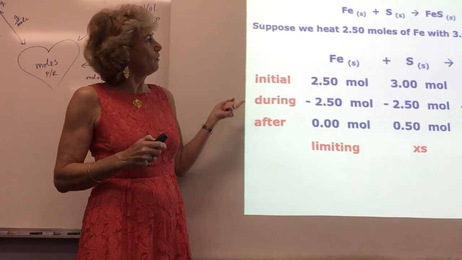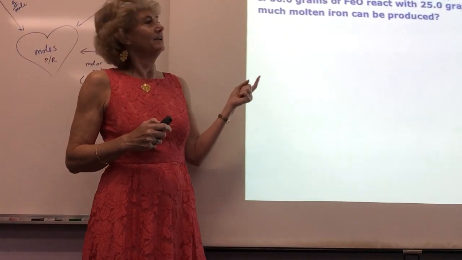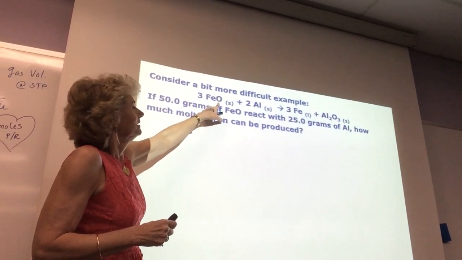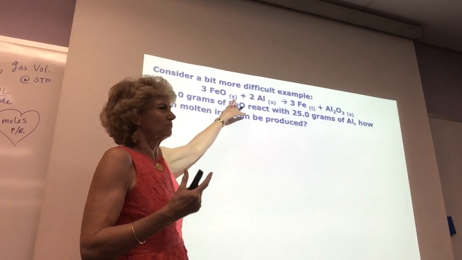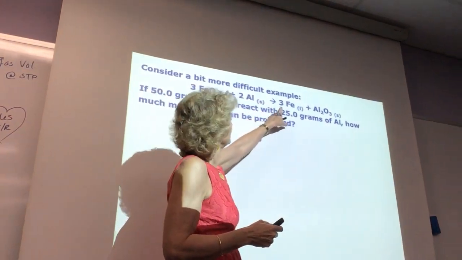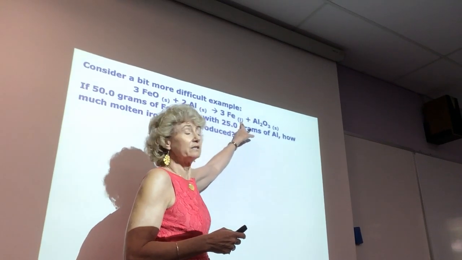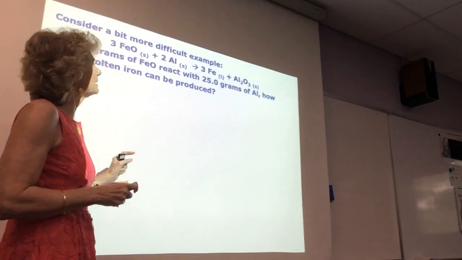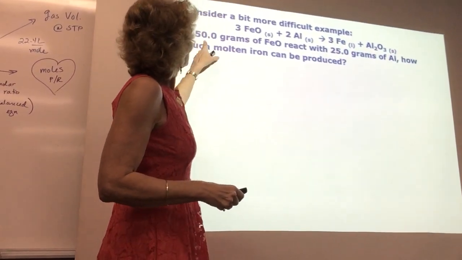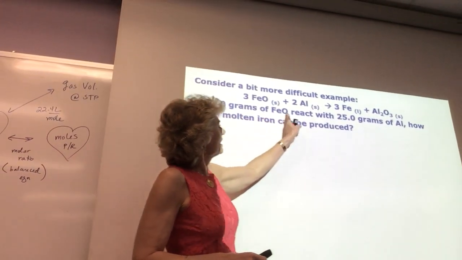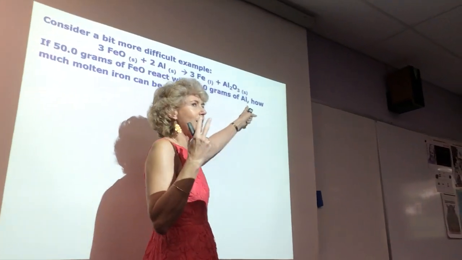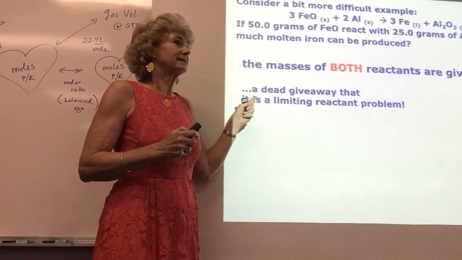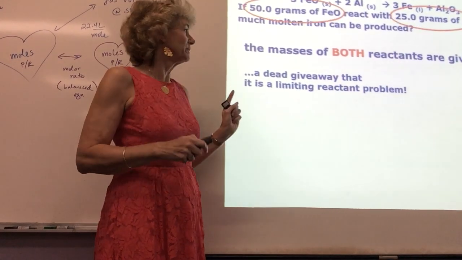So that one's easy, all 1-to-1 stoich. This is more likely. 3-to-2 to 3-to-1. What's this called? Iron(III) oxide. It's a solid, it's like rust. Aluminum metal, it's a solid. Iron liquid, so that means it's molten, it's melted. And aluminum oxide. Yeah, not aluminum(III), just aluminum oxide, it's also a solid. So look here, you guys, 50 grams of iron(III) oxide and 25 grams of aluminum, 2 amounts. When I give you guys 2 amounts, that's your key. It's an LR problem, and you have to do something a little bit different.